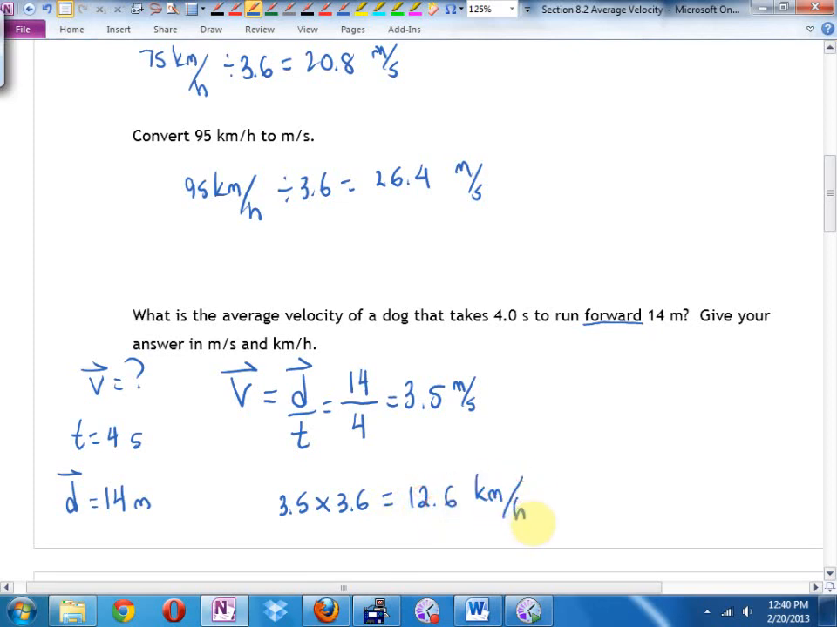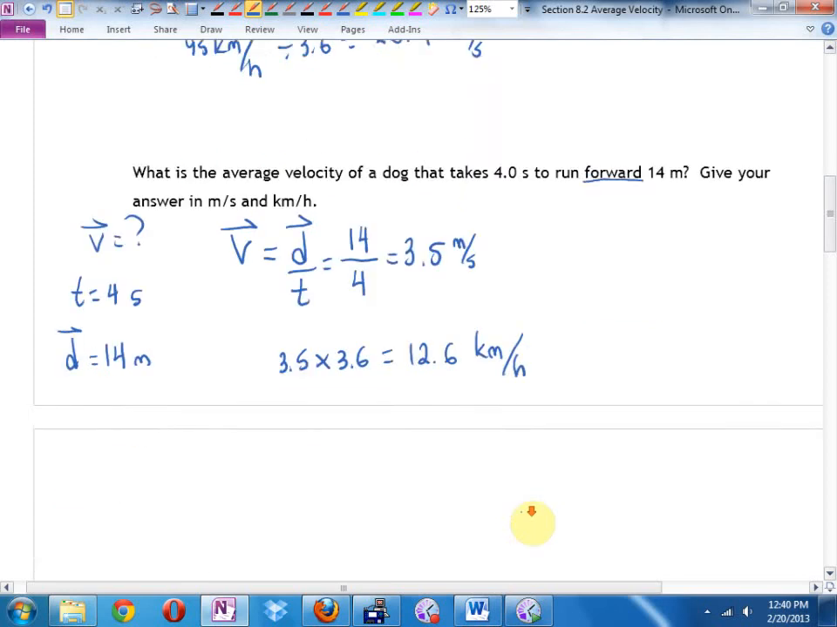So on your test, you can definitely expect, I'll give you an answer in meters per second and say convert to kilometers per hour, or vice versa. You know what? Probably one of each. Turn the page, or next page over.